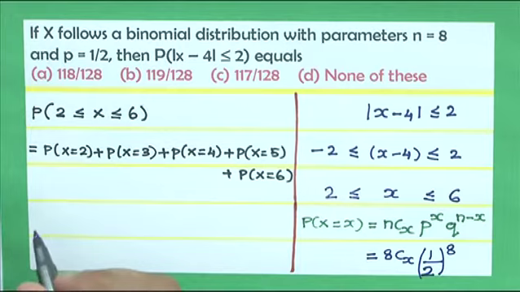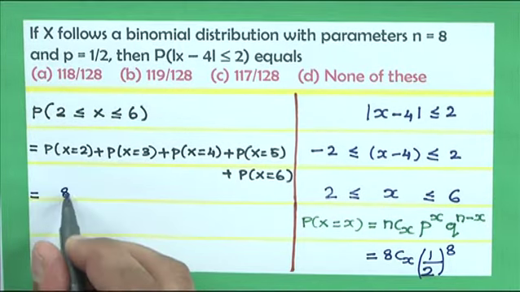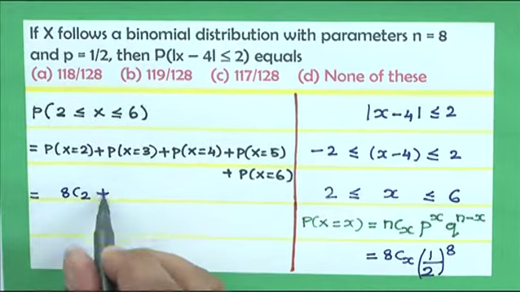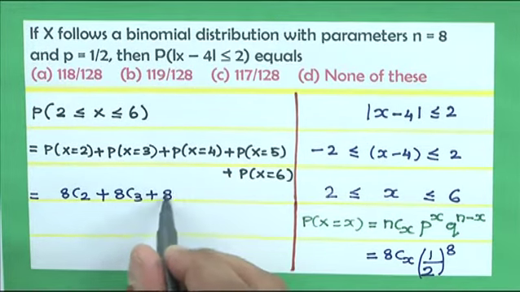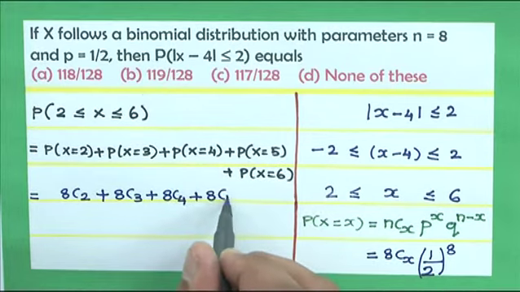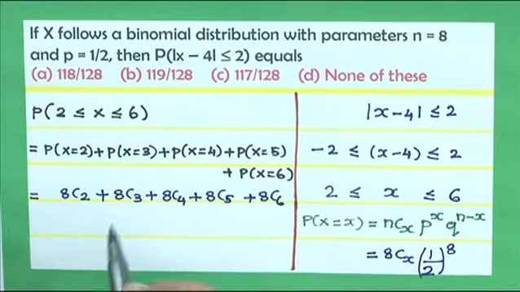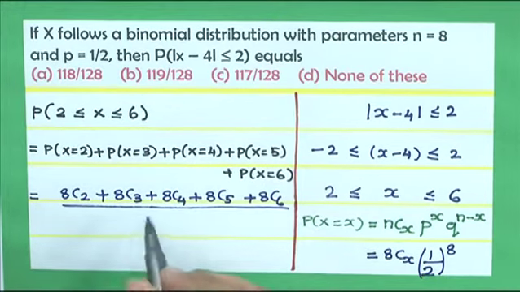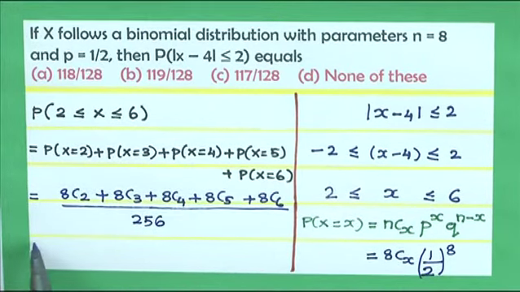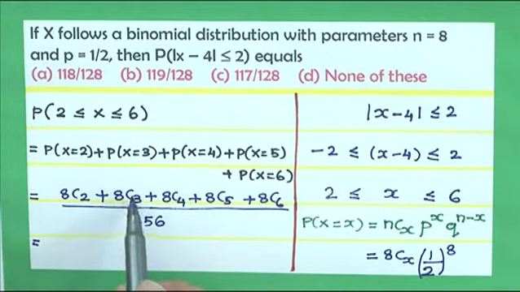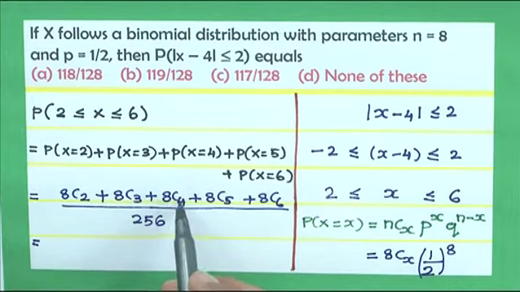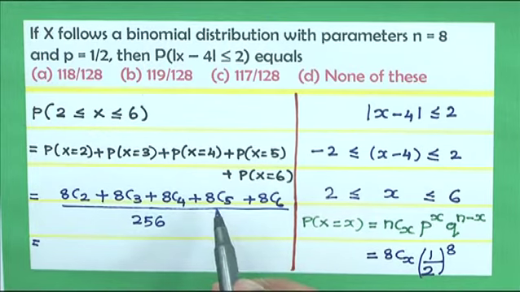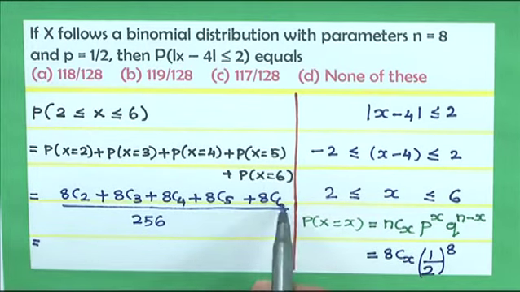So that's going to be nothing but (1/2)^8, or 1 by 2^8. So it's enough if we write it as 8C2 divided by 2^8 plus 8C3 divided by 2^8, 8C4 divided by 2^8, 8C5 divided by 2^8, 8C6 divided by 2^8, and 2^8 is nothing but 256. You know that 8C2 is 8 into 7 by 2, 8C3 is 8 into 7 into 6 divided by 3 into 2 into 1. 8C4 is going to be 8 into 7 into 6 into 5 divided by 4 factorial. 8C5 is same as 8C3, 8C6 is going to be same as 8C2.